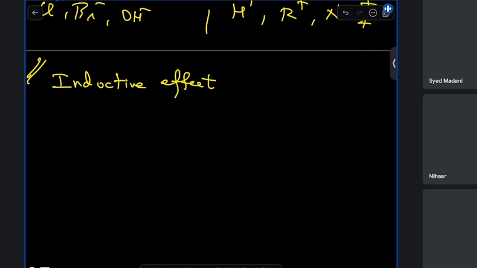I'll read the definition for you once. Let's see what you guys understand there. It says the permanent polarity produced in the carbon chain due to partial displacement of the sigma bond pair of electrons towards the more electronegative group or atom. I'm pretty sure none of you guys would have understood anything. It's completely fine. I'll write it in my own language.